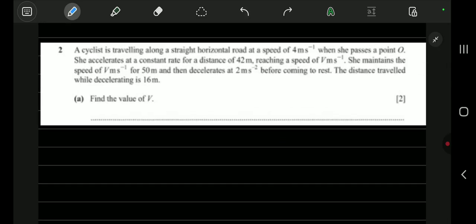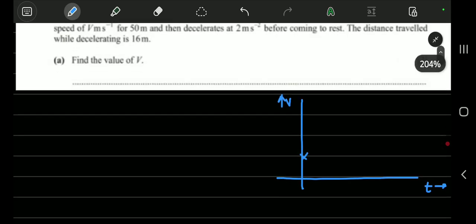We are making a velocity time graph. This is your velocity on the y-axis and time on the x-axis. Traveling along a straight horizontal road at a speed of 4. Okay, when she passes point O, she is moving with 4 meters per second. So that means the body is starting from 4 meters per second, not from rest. Okay, so let's suppose this is your 4.